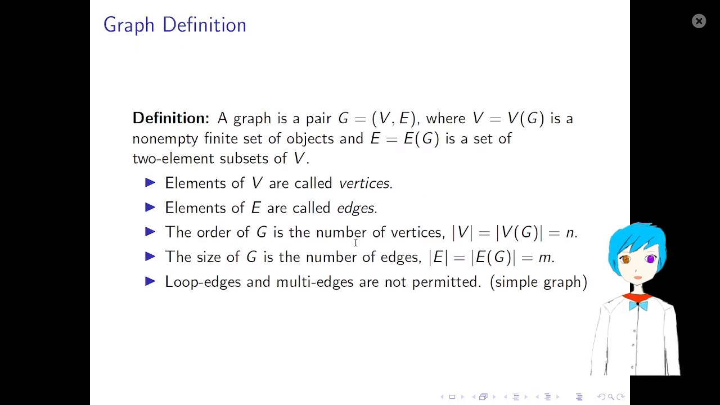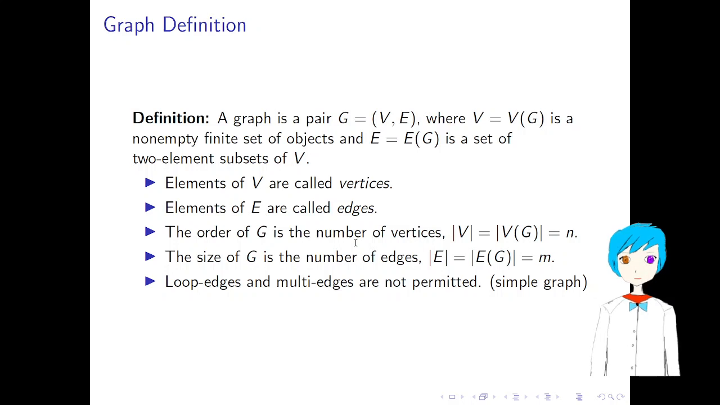A graph is a pair G equals (V, E), where V is a non-empty finite set of objects called the vertices, and E is a set of two-element subsets of V. So elements of V are called vertices, and elements of E are called edges. The order of the graph G is the number of vertices, which is the cardinality of V, denoted by |V(G)|. The size of G is the number of edges, which is the cardinality of the set E.